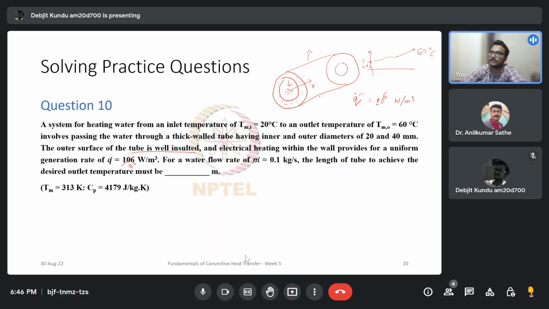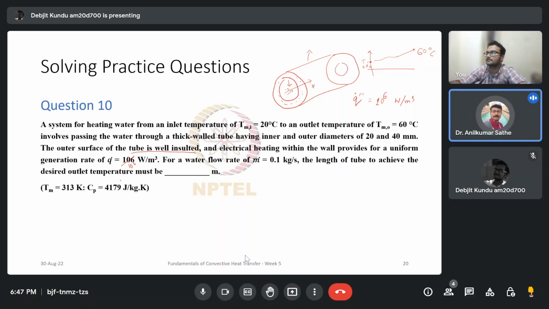So there has been a heat addition to the fluid, and as a result the temperature increases. So it's a simple matter of heat balance. By doing that we have to figure out what should be the length of the pipe. So heat added is equal to increase in internal energy, m dot Cp delta T. Forget about h, because whatever heat is generated, that is added. We don't care about the rate of convection.